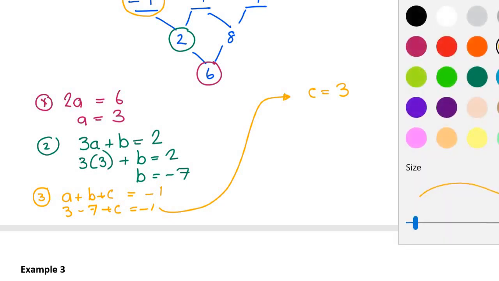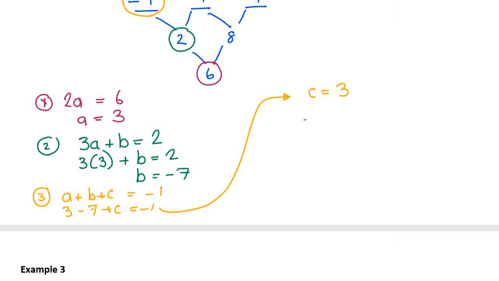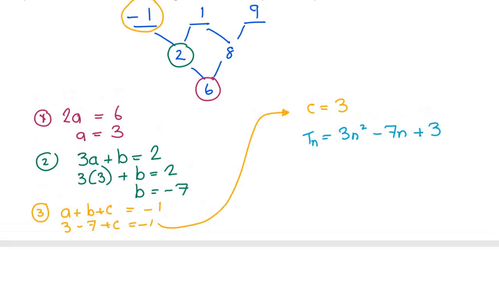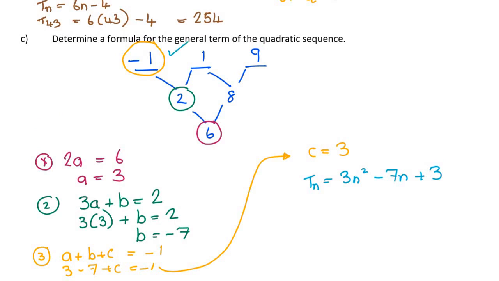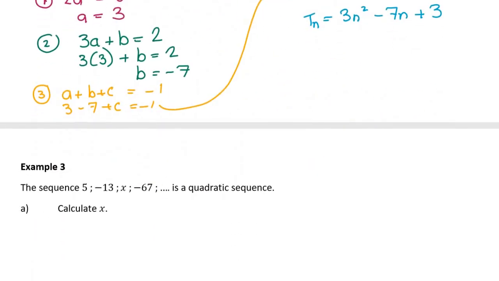Now just don't forget to answer the question, because the question said determine a formula. So this is 3n squared minus 7n plus 3. Now what's great is that you can just substitute in n as 1 and check that you get -1, and then substitute in n as 2 and check that you get 1. And then you'll know that you've got the right formula, which is quite nice. Okay, on to our last question.